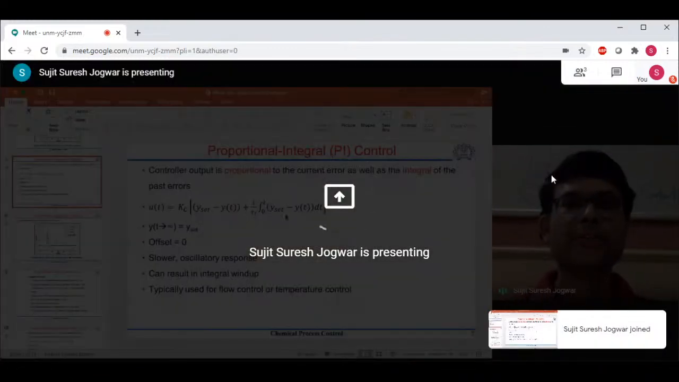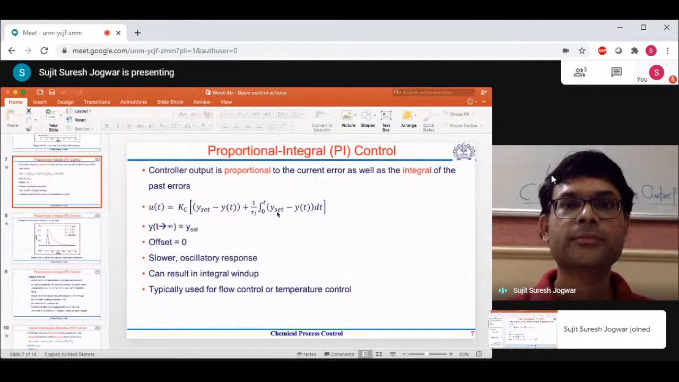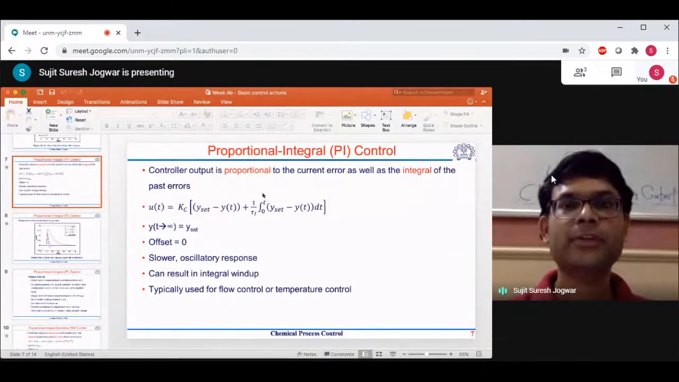Okay, so what you will see is this particular element, if I keep 1 over tau I to be high, just hypothetically, in reality this will also happen. So in that case, what's going to happen is, this is going to be much stronger compared to this particular term, and your ut will be very high. So ut, mathematically it can go from any value, but in reality ut will typically be a valve opening. So valve opening can go between 0 to 100%.